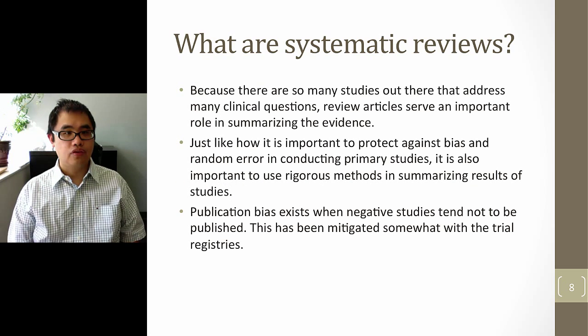So what are systematic reviews? Well, because there's so many studies out there that address many clinical questions, review articles serve an important role in summarizing the evidence. Just like how it is important to protect against bias and random error in conducting primary studies, it's also important to use rigorous methods in summarizing results of studies. So systematic reviews tend to use a systematic method to search for studies, but publication bias can often exist, and this is when negative studies tend not to be published. This has been mitigated somewhat with the trial registries, and so therefore, when conducting a systematic review, it is important to also search the trial registries.